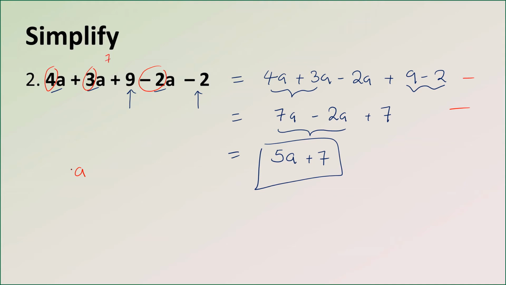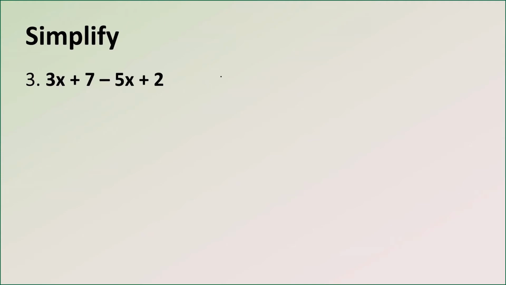Then I have to subtract 2 from it, so it's 5. And then consider the term 9 and subtract 2, which is 7. Isn't that simple? Now here's the third example.